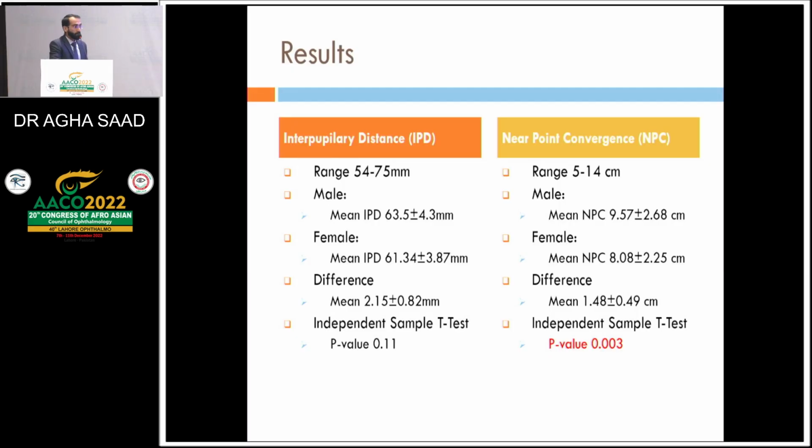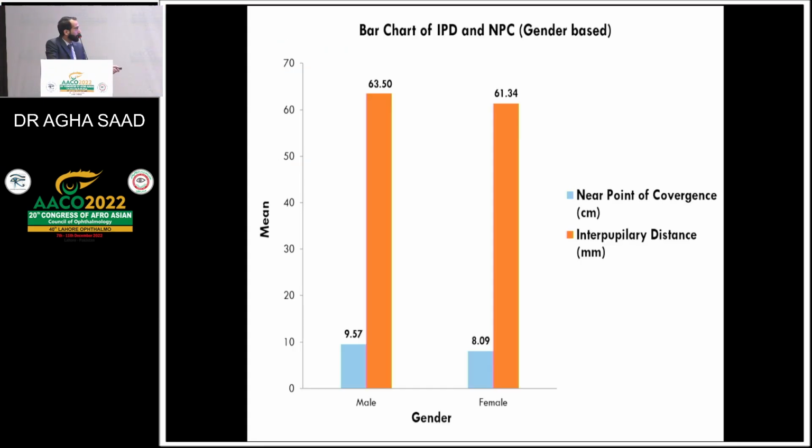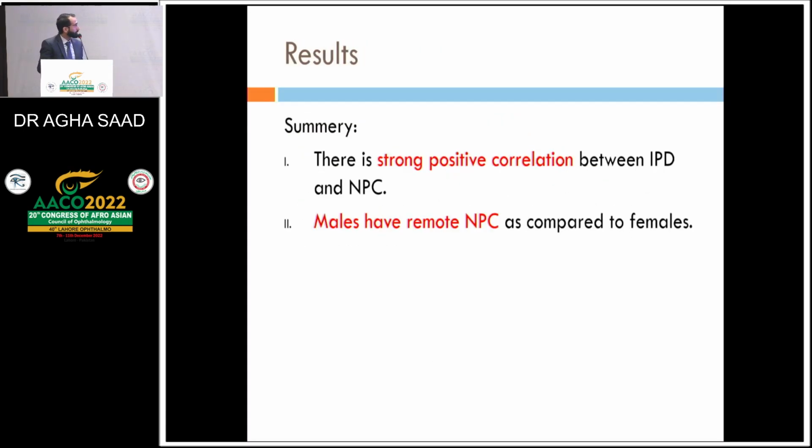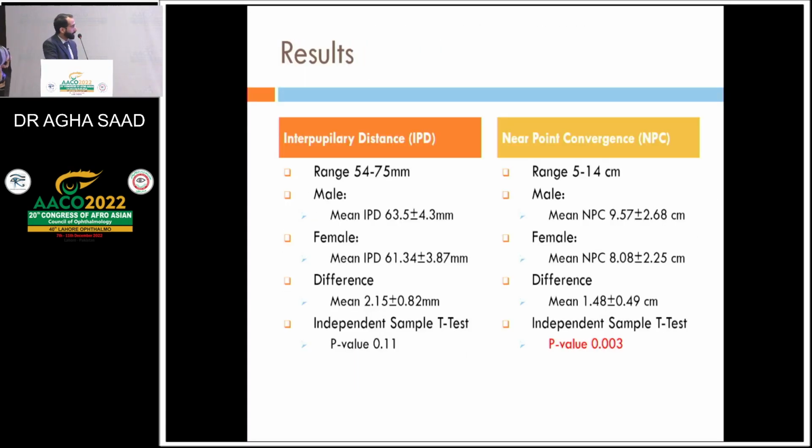Interpupillary distance of the individuals included in this study ranges from 54 to 75. The mean value of male IPD was mentioned, and the female also mentioned. The difference between the male and female IPD values was 2.15 with a standard deviation of 0.8 millimeters. Independent sample t-test showed that this was not significant, with a p-value of 0.11.